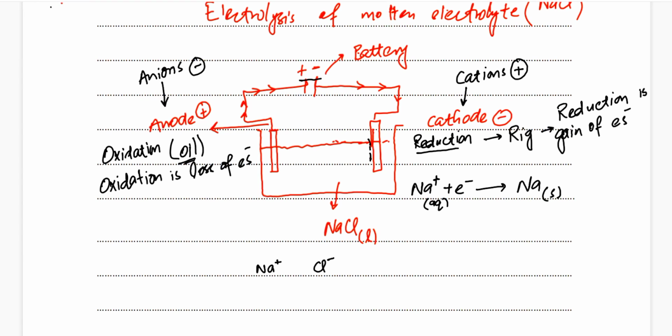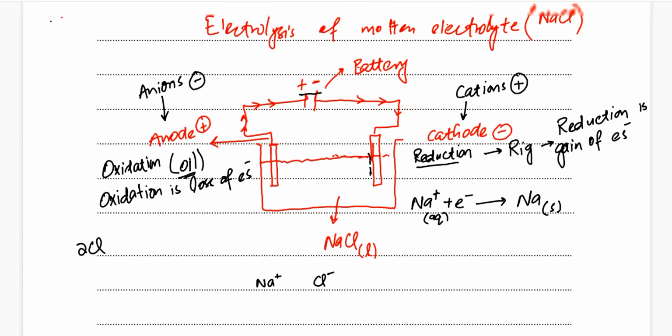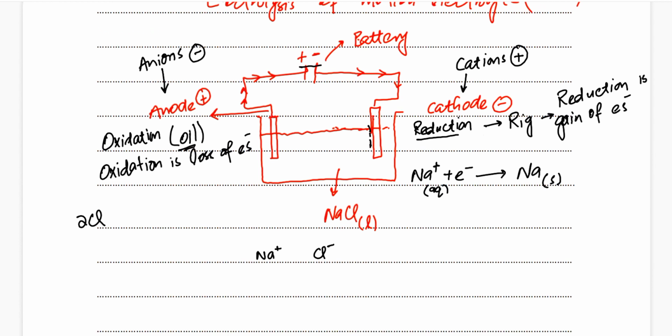So the anions over here are the chloride. Chloride will move. Let me write just one. Okay, and it will lose an electron. Okay, and then chlorine gas will be released.